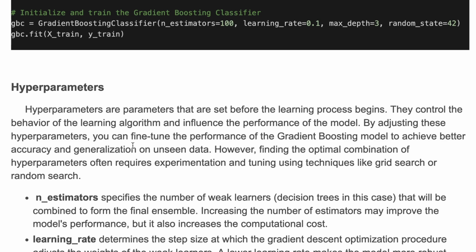Hyperparameters are parameters that are set before the learning process begins. They control the behavior of the learning algorithm and influence the performance of the model. By adjusting these hyperparameters, you can fine-tune the performance of the gradient boosting model to achieve better accuracy and generalization on unseen data. However, finding the optimal combination of hyperparameters often requires experimentation and tuning using techniques like grid search or random search.